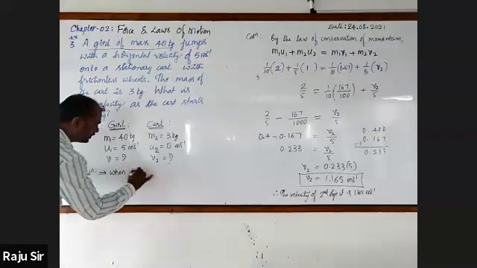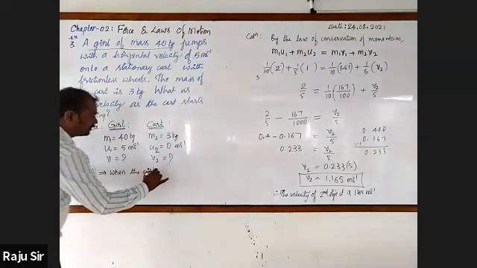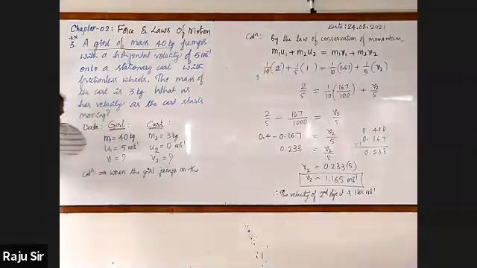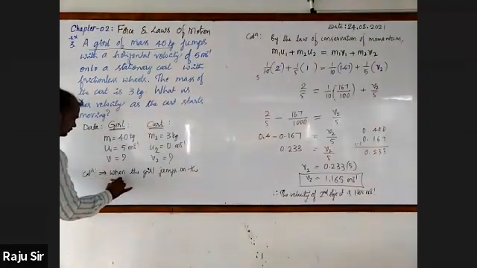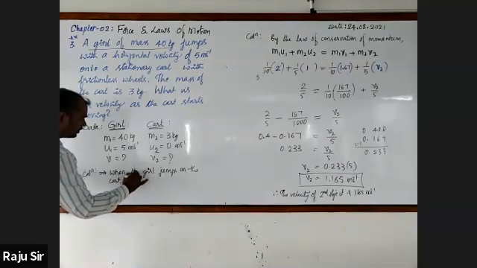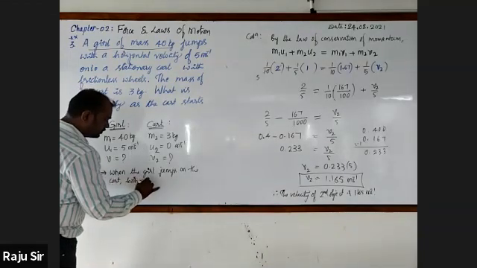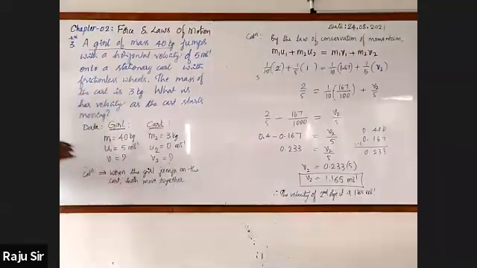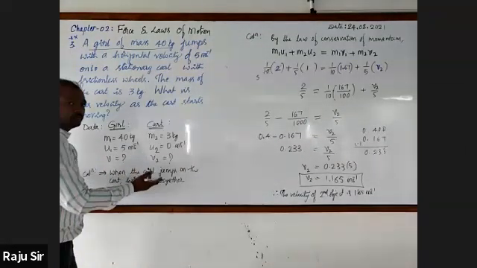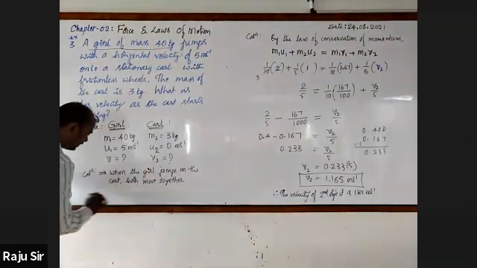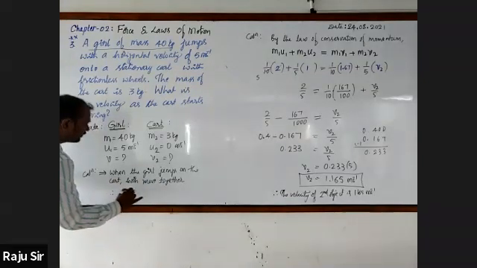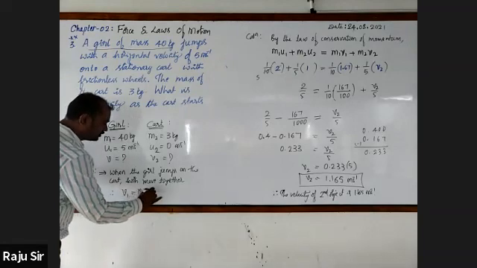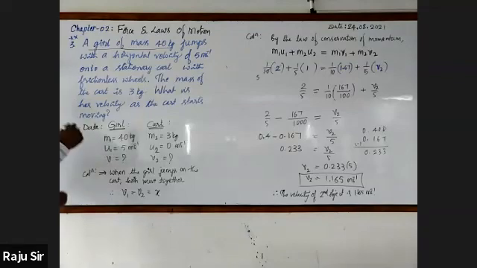When the girl jumps on the car, both move together with the same speed. Therefore, the velocity of the girl is equal to the velocity of the car. Let us assume this as x. X is the term. Our substitution is easy.